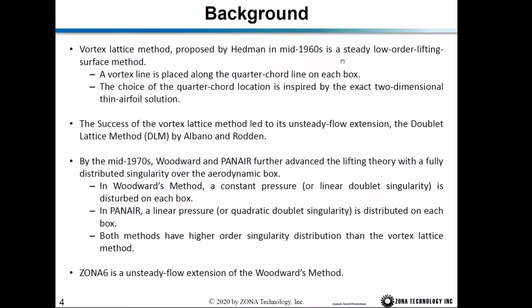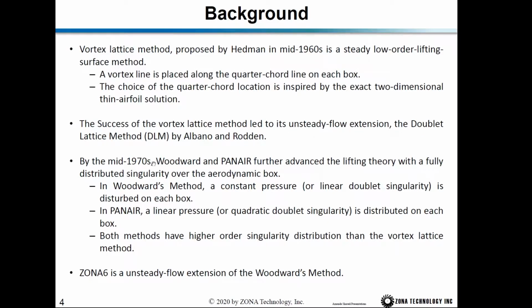In the 60s, we had a steady low order lifting surface method called the vortex lattice method. In this method, a vortex line is placed along the quarter chord on each box. The choice of the quarter chord location is inspired by the exact two-dimensional thin airfoil solution. The success of the vortex lattice method led to its unsteady flow extension, and Albano and Rodden developed the double lattice method in the early 70s.